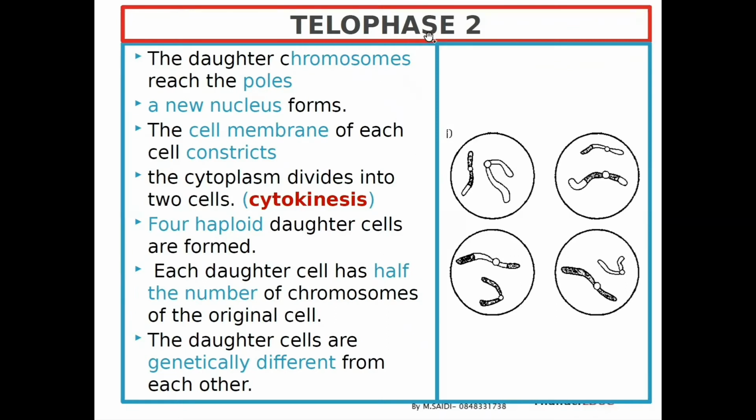What happens in telophase 1 happens again here, but the difference is that in telophase 1 we were talking about chromosomes, not daughter chromosomes. A new nucleus forms. The cell membrane of each cell constricts. The cytoplasm divides into 2 cells. Cytokinesis again. Now, instead of 2 cells as in telophase 1, we have 4 haploid cells. I want us to see this haploid.